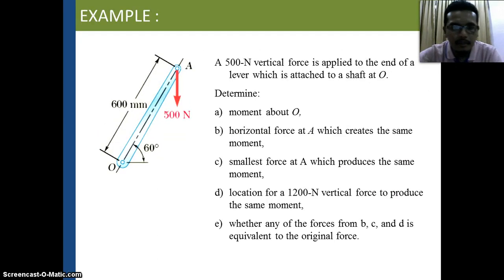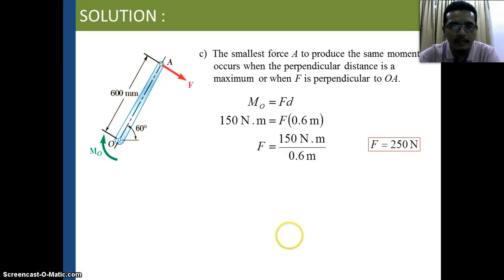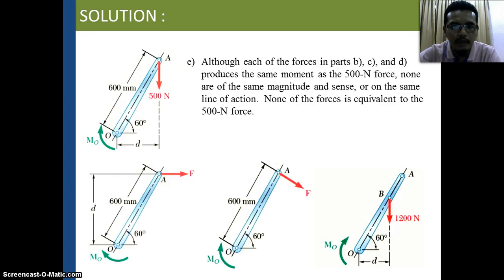Okay, the last part: whether any other forces from B, C, D is equivalent to the original force. I think we have already the answer, because all the forces are not the same value. Although each of the forces in parts B, C, D and E produces the same moment as the 500 Newton in part A, none are in the same direction or on the same line of action. None of the forces is equivalent to the 500 Newton force, because this one is 500, this one is another, this one another, this one also another. All of them give the same moment, but different forces, different sense, different direction.